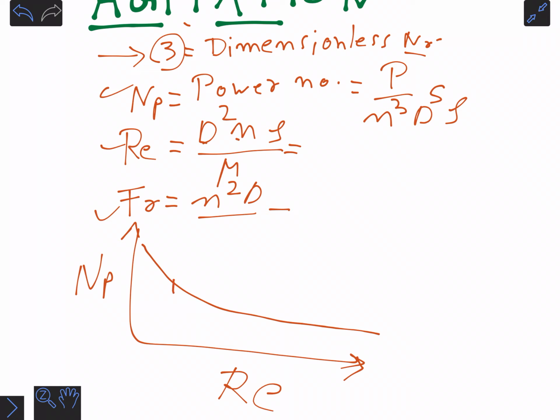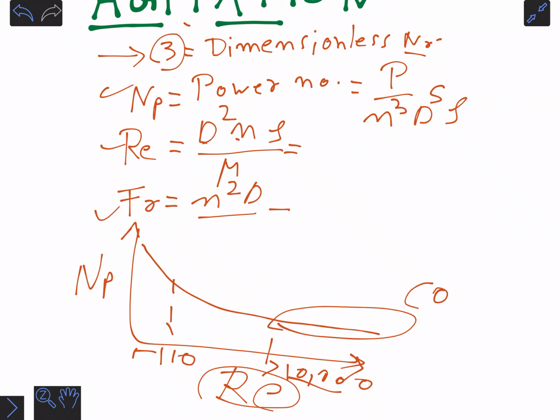We take roughly a Reynolds number less than 10, and for a Reynolds number greater than 10,000. So basically we observe through the experimental analysis that when Reynolds number is greater than 10,000, then power number remains constant. So this is one of the most important insights we get from the experiments.